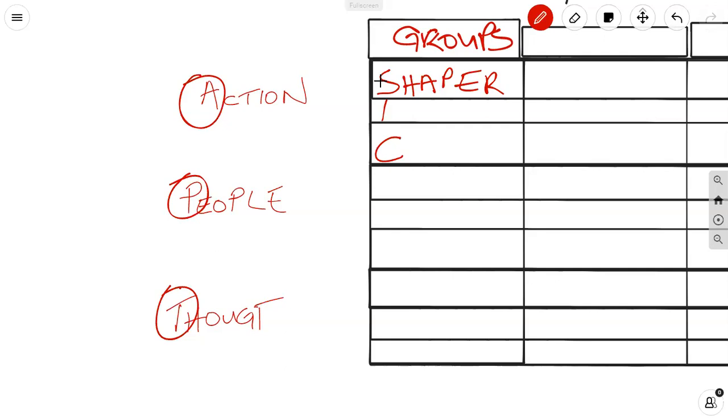And with the tank, it's nothing personal. It's just that work has to be done. That's very similar to the shaper. Okay? They thrive on pressure. They're extroverts. They've got strong interpersonal communication skills, but they can be provoked and they could hurt other people's feelings. The next one is the implementer.